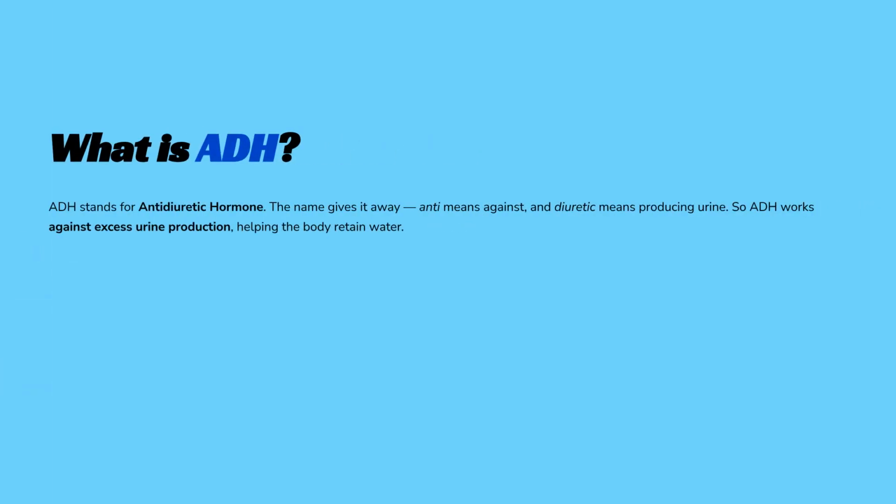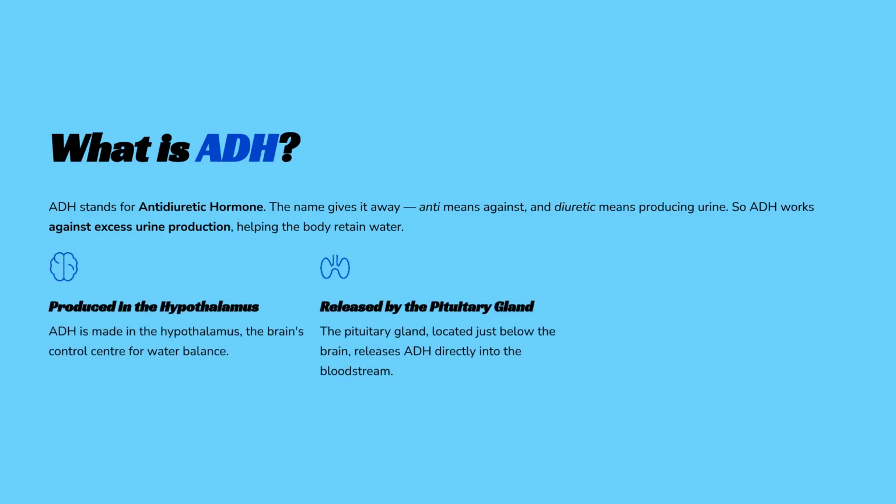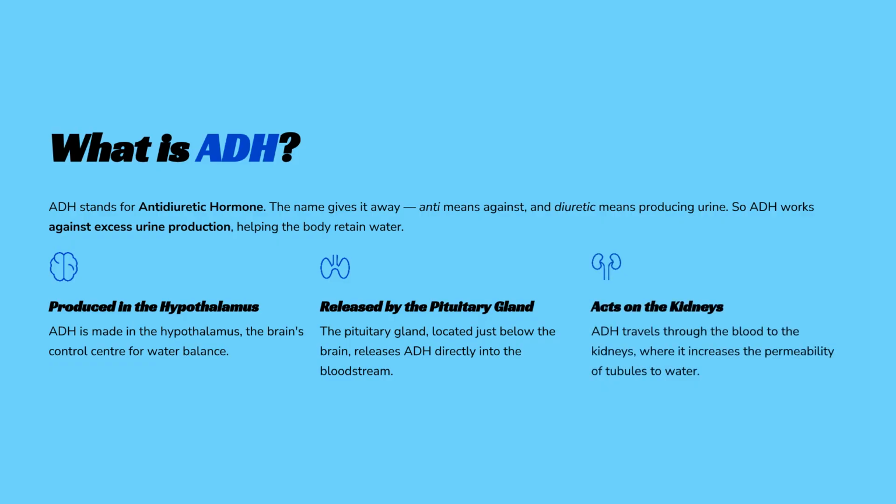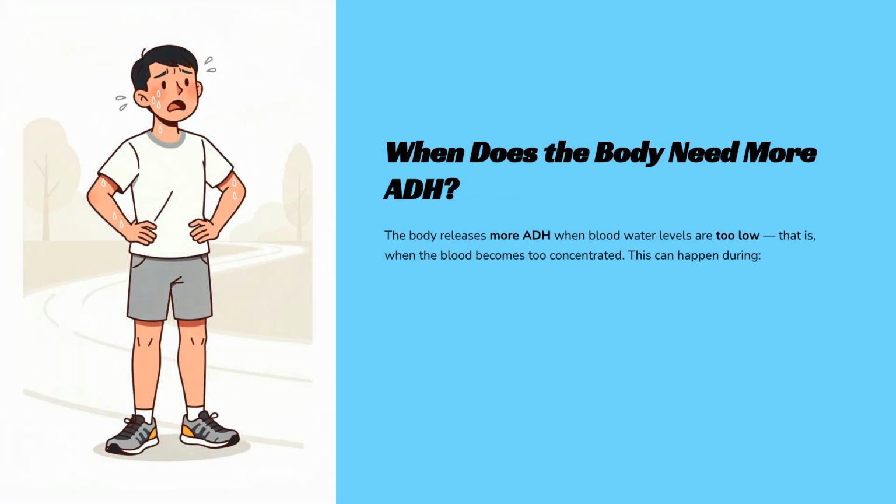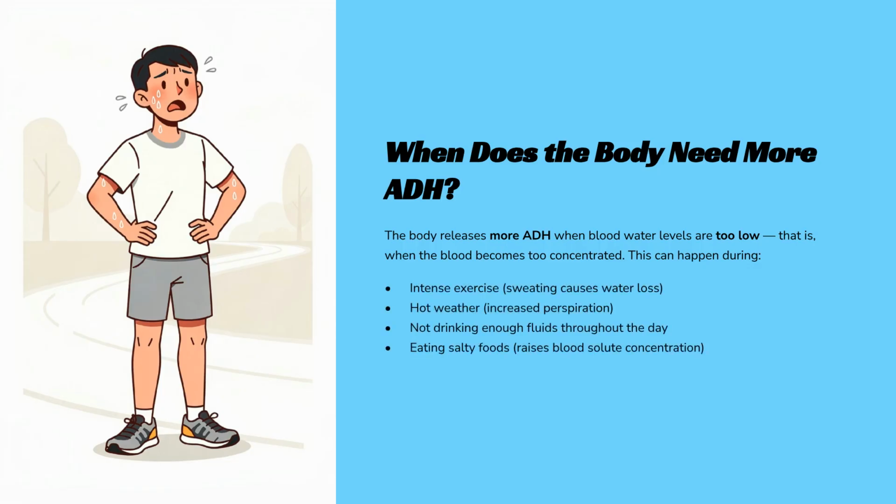ADH stands for antidiuretic hormone, which works against excess urine production to retain water. It's produced in the hypothalamus, released by the pituitary gland, and acts on the kidneys, increasing the permeability of the tubules to water. The body needs more ADH when blood water levels are too low, resulting in concentrated blood. This often happens during intense exercise, hot weather, insufficient fluid intake, or after eating salty foods.